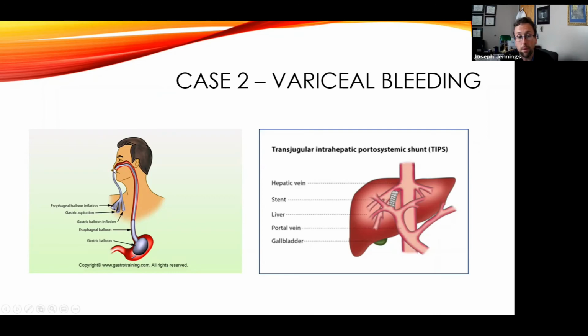So typically when we put this tube in, it goes in through the nose, it goes down to the stomach, and the first thing we do is inflate the gastric balloon, and then we pull that tube back until we can't pull it anymore. That tells us that the balloon is stuck against the GE junction.